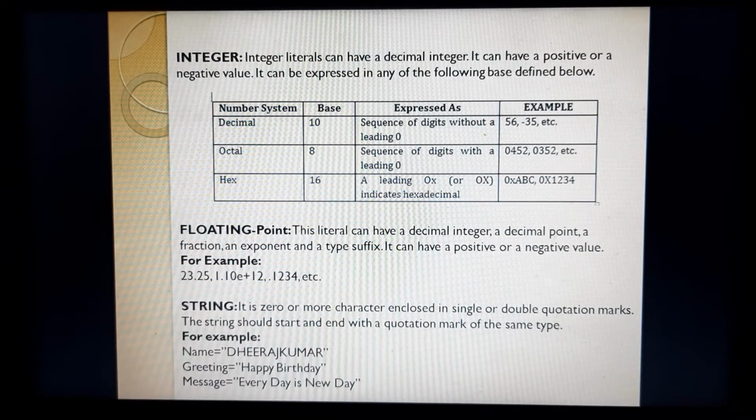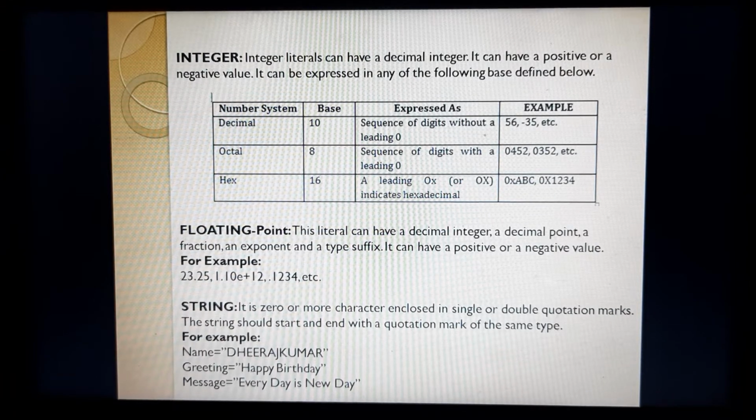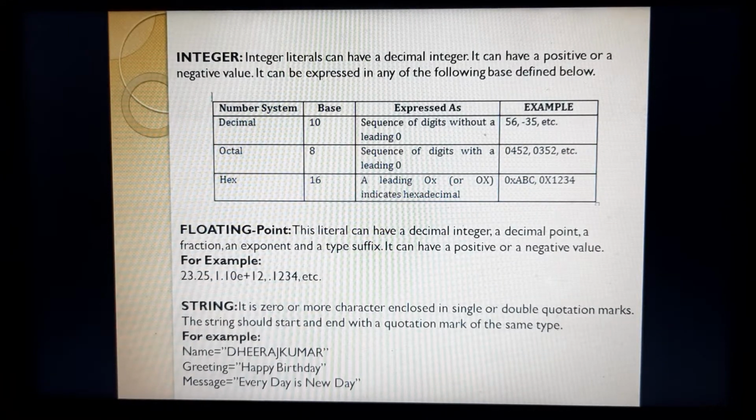23 is a whole number, which is called the integer part, whereas the 0.25 is the fractional part. So 23.25 is a fractional point value. So it is called a floating point value or real value. Similarly, in the second example, we have 1.10e+12. It is an exponential value, and the third is 0.1234. So we have a fractional point value, and so on. So we can use minimum to minimum and maximum to maximum value in it.